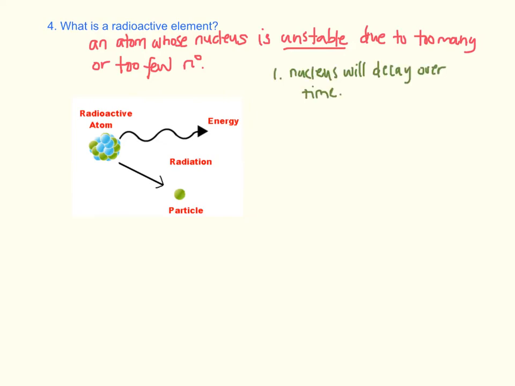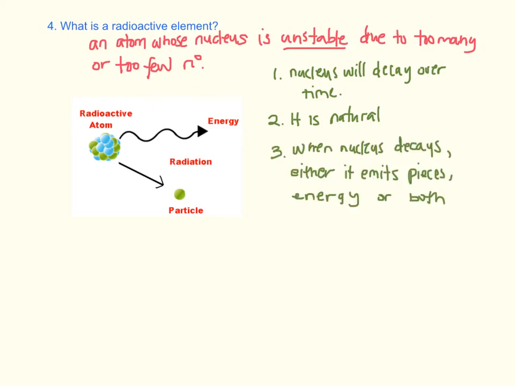This radioactive decay happens over time. For some radioactive elements it happens really quickly, and for others it takes billions of years. That process of radioactive decay is completely natural. You can't stop it. It just happens. There's nothing you can do to stop it.